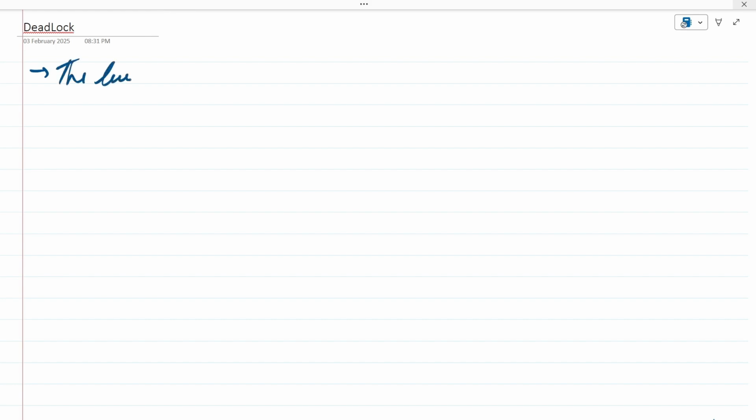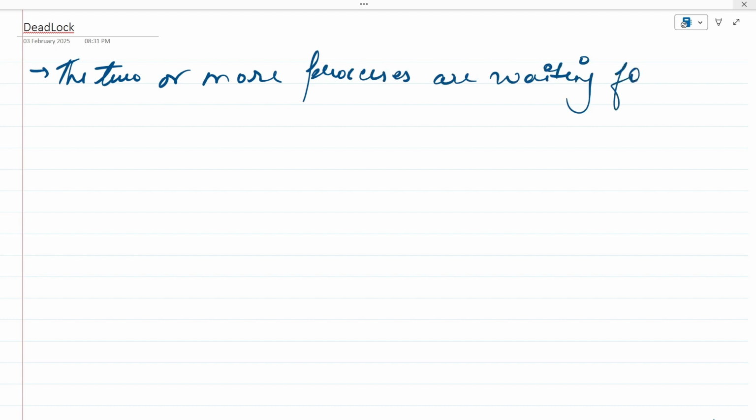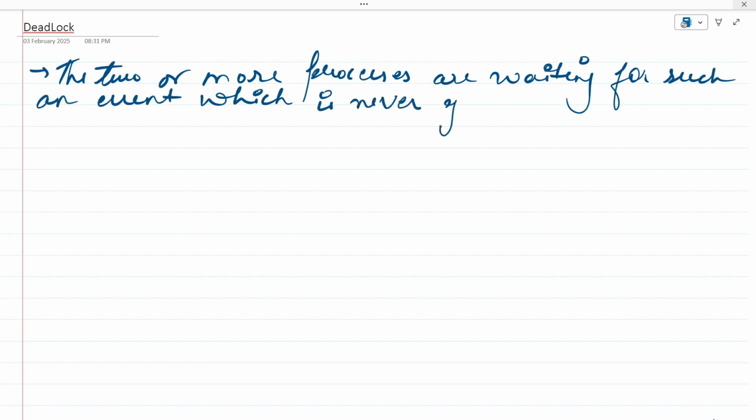When two or more processes are waiting for such an event which is never going to occur, then we can say that deadlock is there.